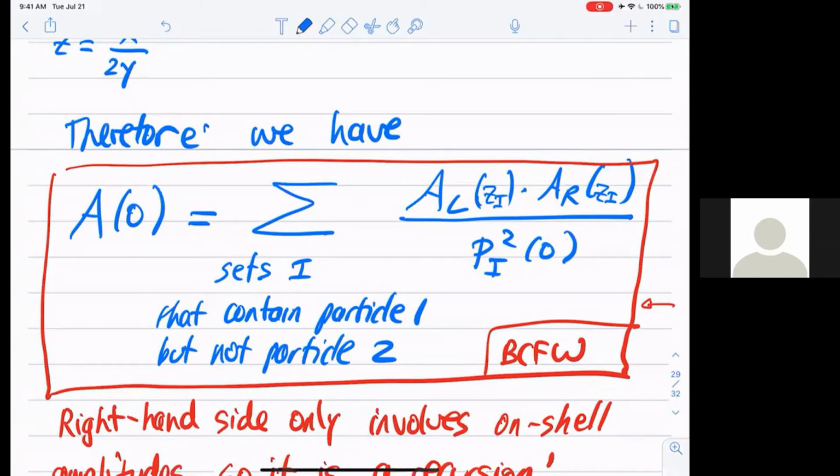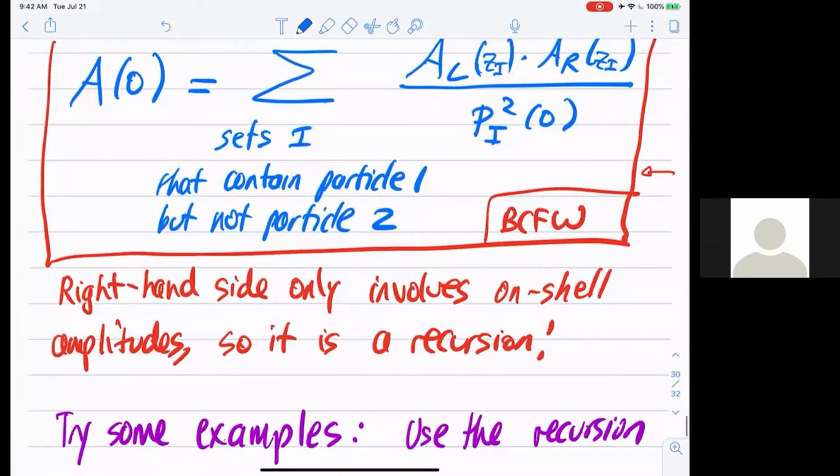And then there's a question in the chat that's somewhat related to that. Do you have to worry about multiple sheets? And indeed, no, because at this level everything's at tree level, so we're only talking about rational functions. So there's no need to worry about analytic continuation to higher sheets or anything like that.